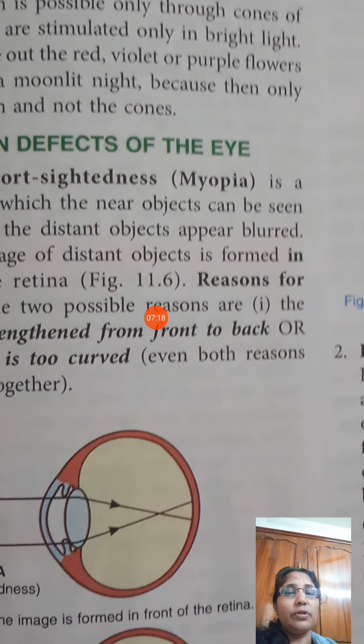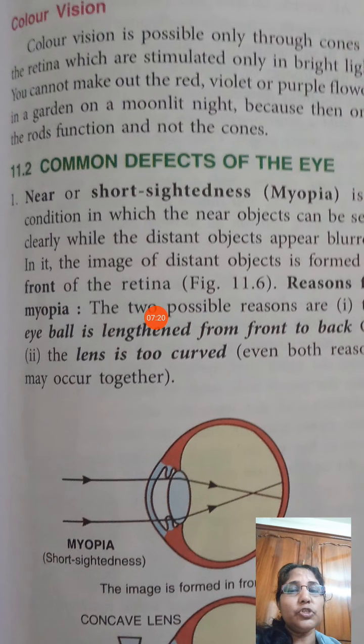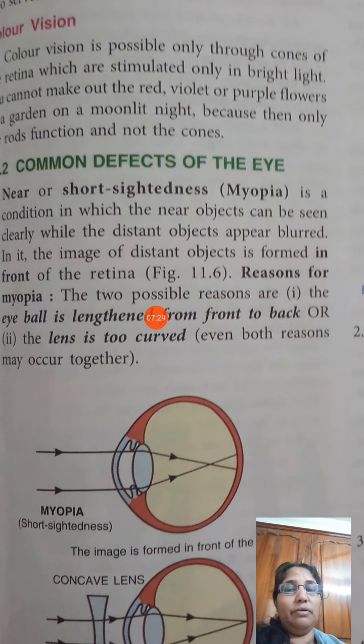The reasons for this short-sightedness, which is also known as myopia. Why does this occur? Two reasons are there. Either the eyeball is lengthened from front to back, or the lens is too curved. What are the reasons for myopia?